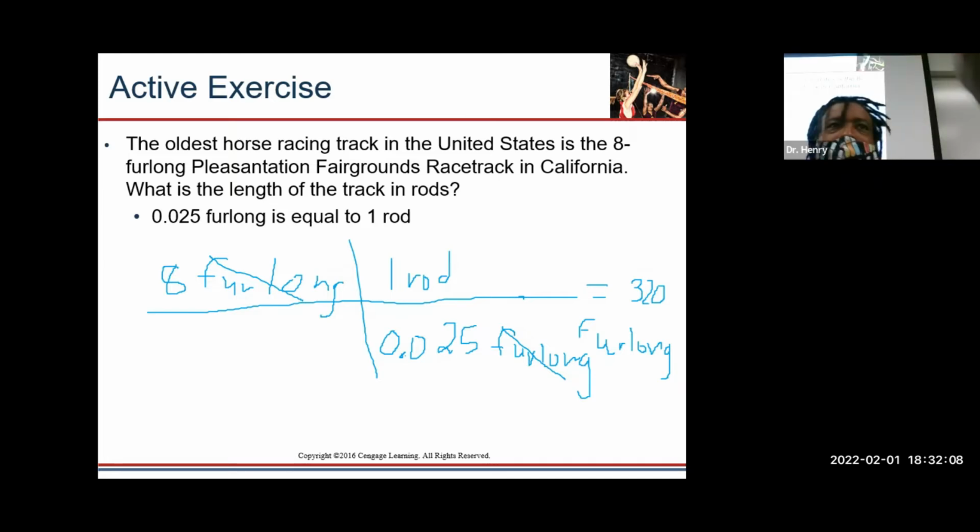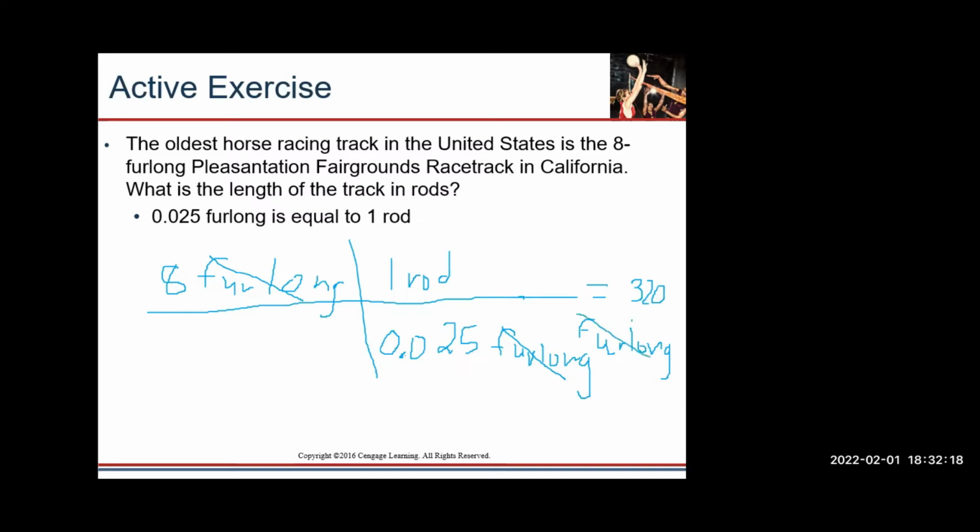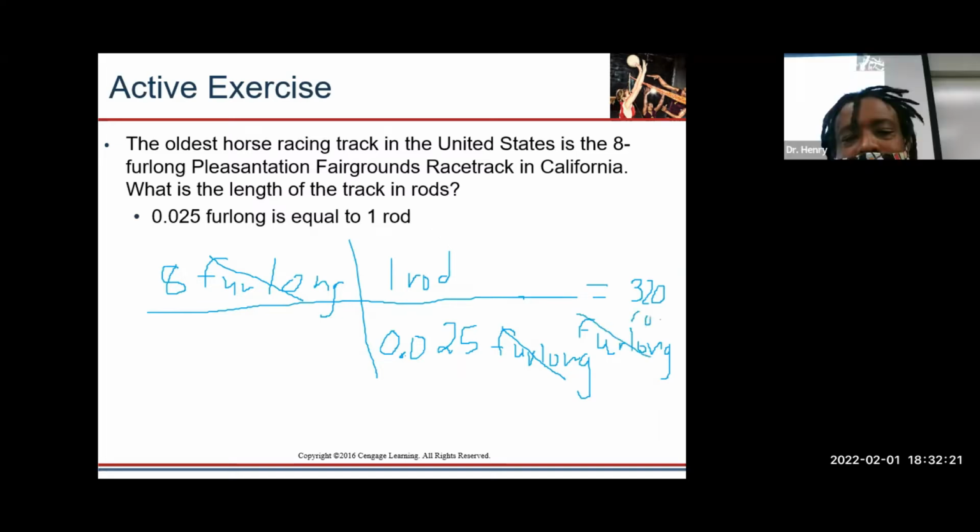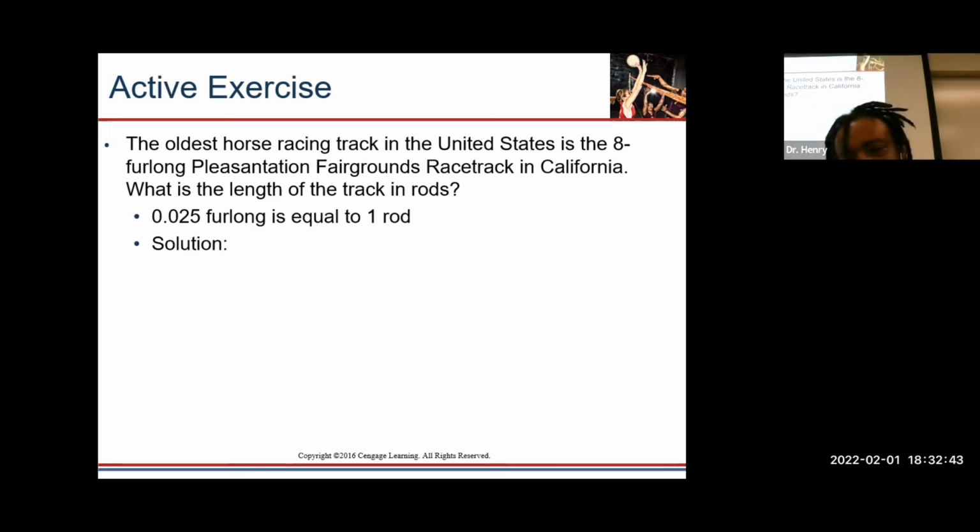Yes, that is correct. I have 2 questions going on. Oh, sorry, 320 rods. My bad. Yes, it's not furlongs, it's rods. See, and that's the reason why we cancel it out, so that we don't make mistakes like that. See, I planned it on purpose. Good eye. Okay, questions? No other questions? Let's move on.